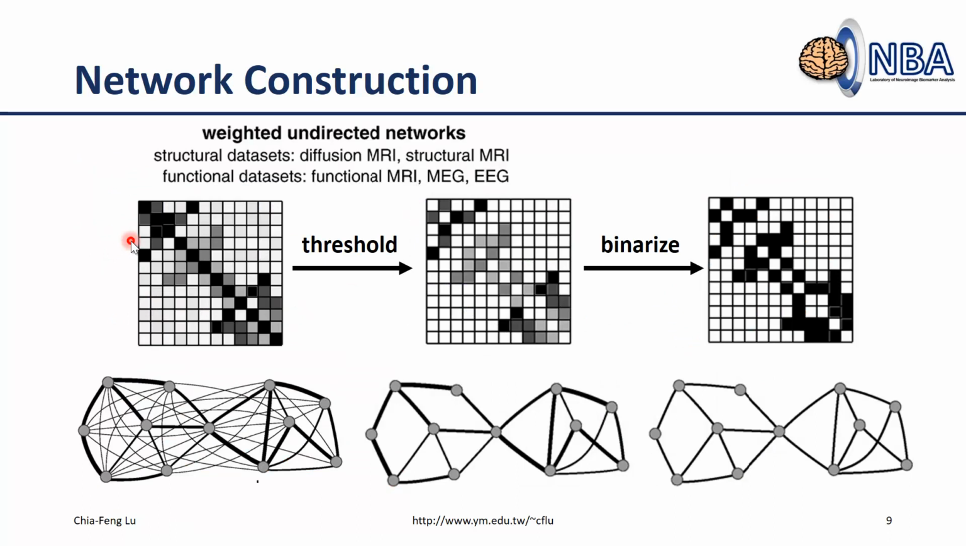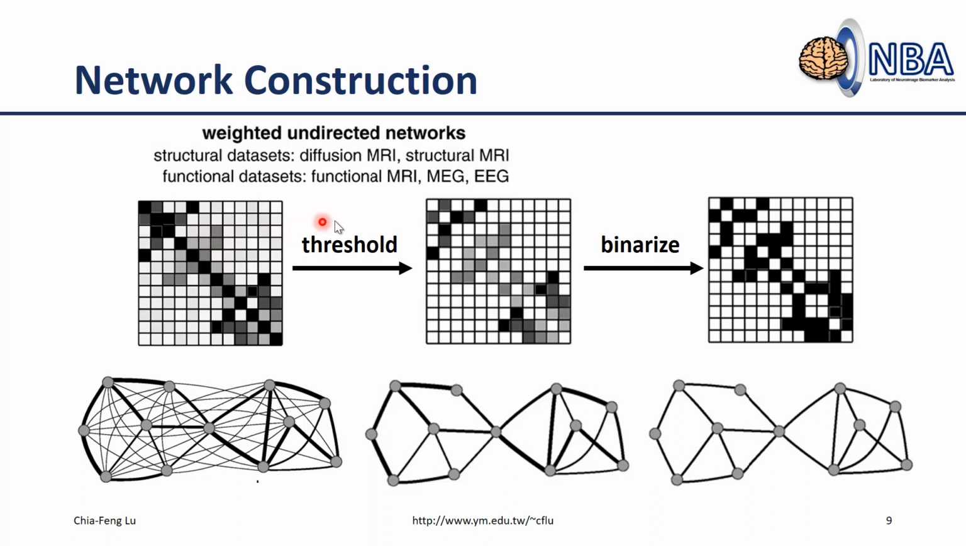And to build up a network, there are at least two essential steps that you need to do after you obtain the functional connectivity matrix on hand. The first thing is that we may apply a threshold. You can see this is the original network matrix right here.